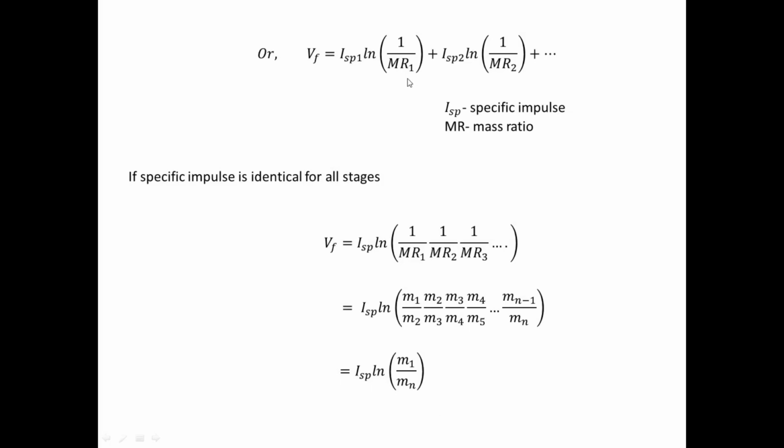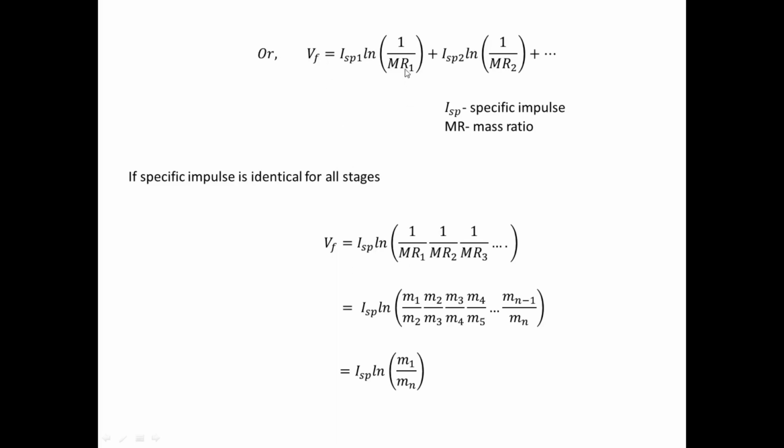The g term we are going to avoid, because if the flight is happening in outer space, Vf will be equal to ISP1, that is the specific impulse in the first stage, into ln 1 by mr1. mr1 means it is a ratio, that is the final mass after the burning out of the first stage divided by the initial mass, and so on for the second and the rest. So if you add these individual velocities, you will get the final velocity of the rocket.